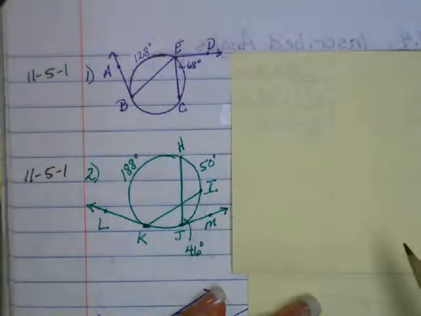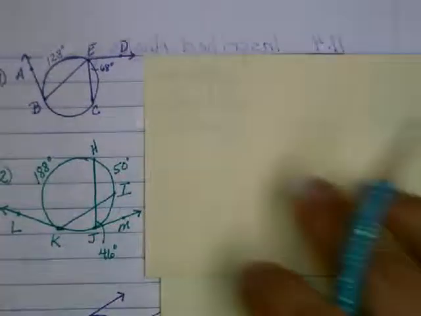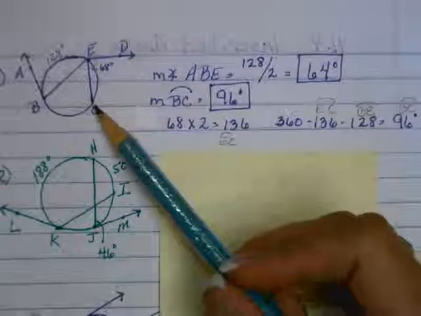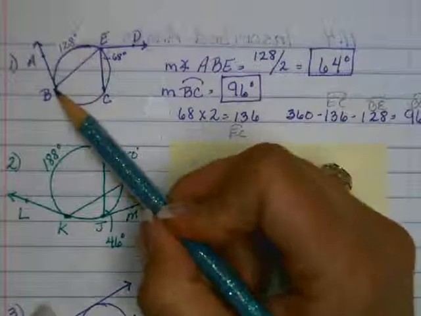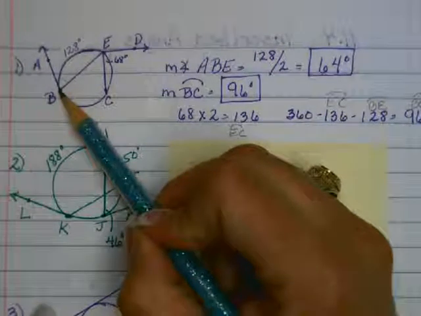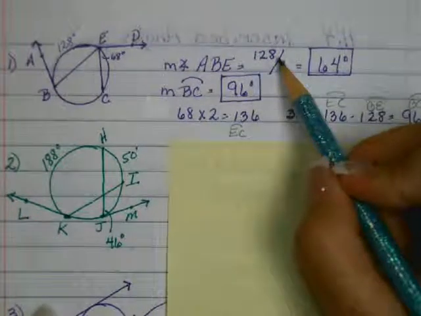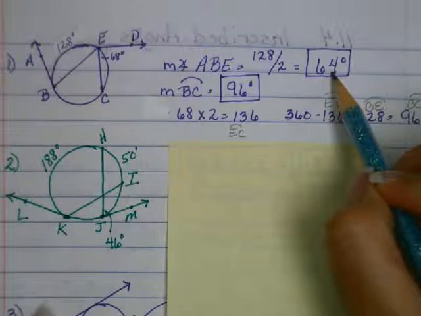All right, welcome back. Let's go ahead and solve and see what we can find here. Okay? On the first one, we want to know what angle ABE is, so we're looking for this. So remember, vertex is on the circle. What do I do? I just take my arc and divide by 2. Okay? Take my arc and divide by 2. So angle ABE is 64 degrees.